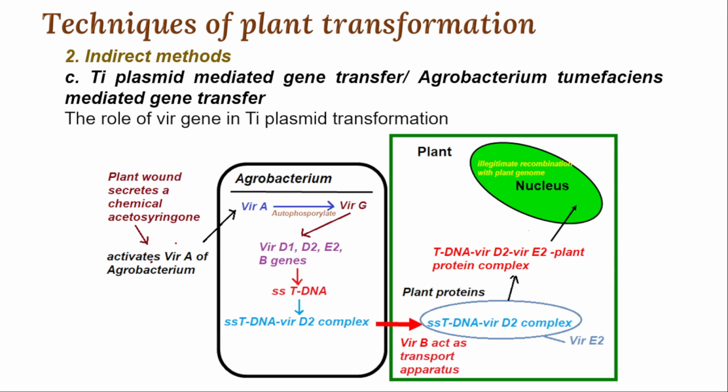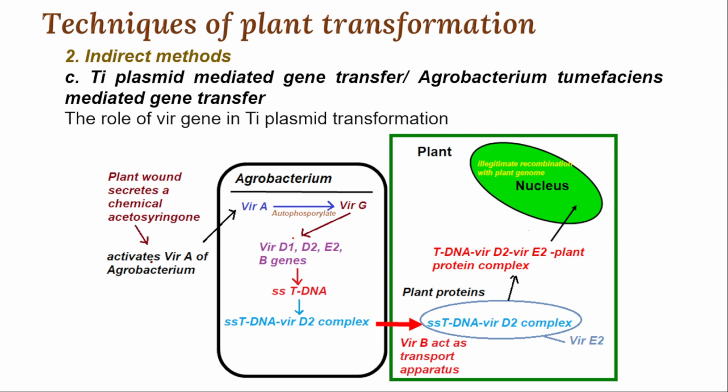Whenever VirA is activated, it will phosphorylate, and then what happens? It will in turn activate the VirG protein. So the gene is activated and then produces VirG protein. And this VirG protein, because of some other chemicals like glucose and other types of proteins, will activate a complex of Vir proteins that contains the VirD1, D2, E2, B genes. That is also related to the Vir gene complex.